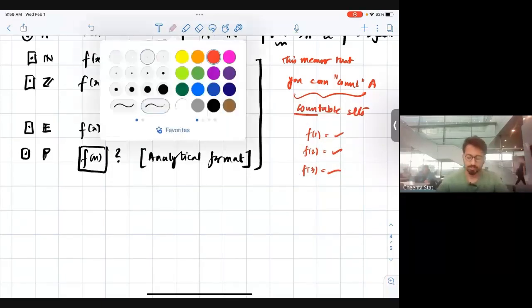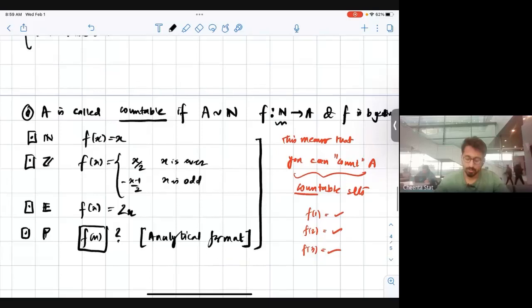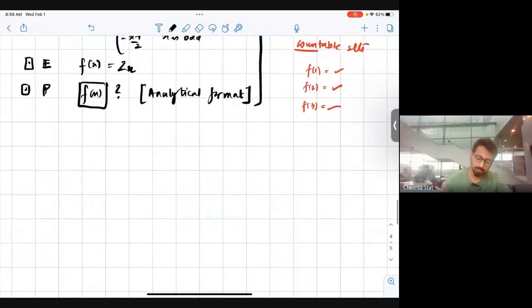Yeah, so now what's next? So we have got examples of countable sets. So now what are uncountable sets?